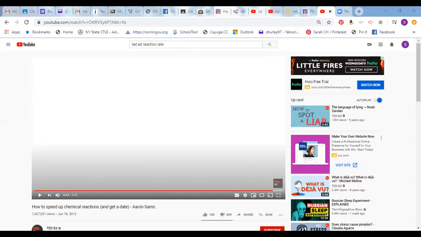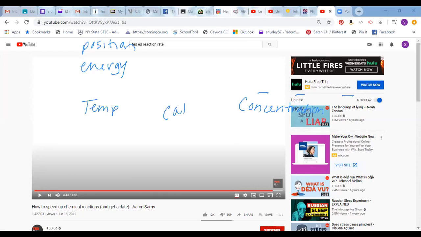Okay, the 2 things necessary for an effective collision are on page 1. They need the correct position, and they need the correct energy. Okay, 2 ways to speed up this reaction. In this reaction, we have a bunch of gases. So remember, there's 5 factors, 4 really that you're going to use. Temperature is 1. Concentration is another. Surface area you're not going to use because these are all gases and you can't break up gases. You could have said a catalyst also.